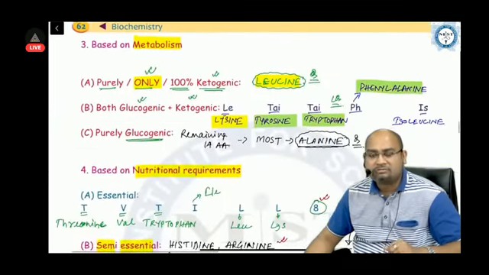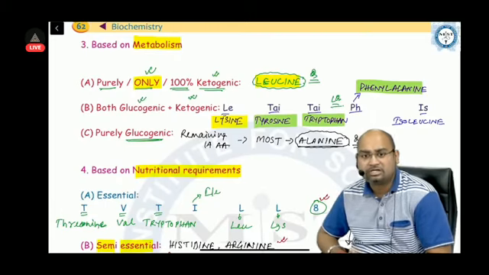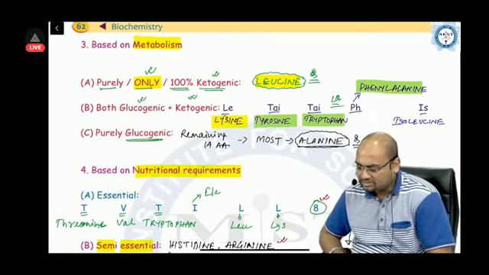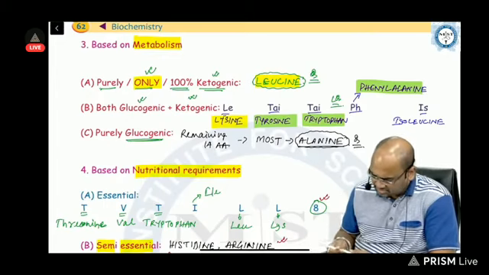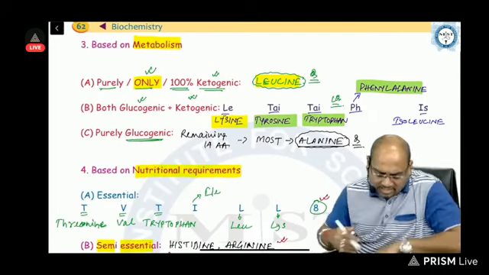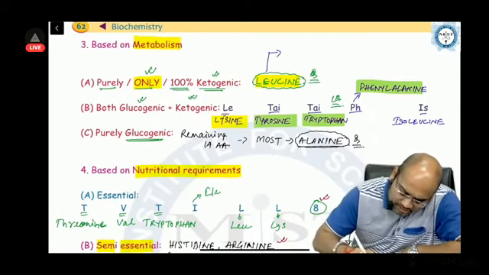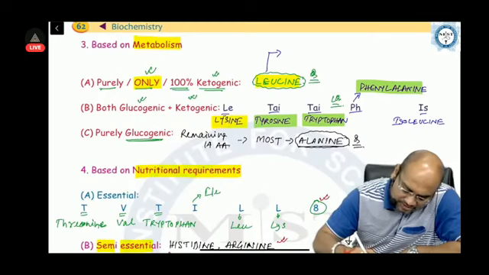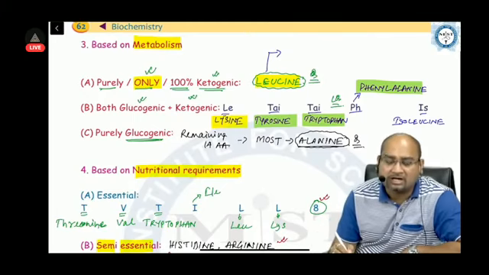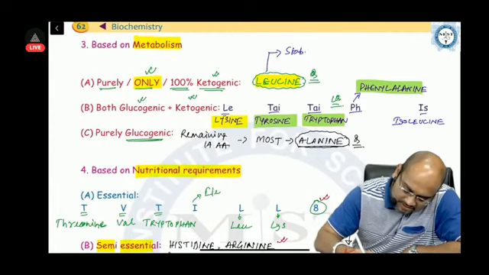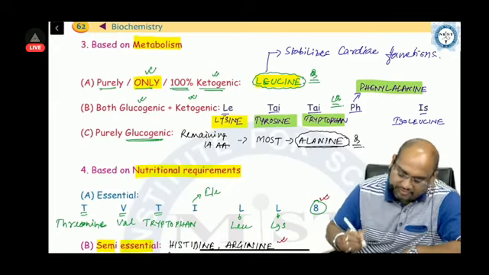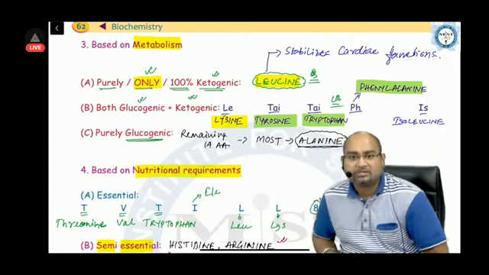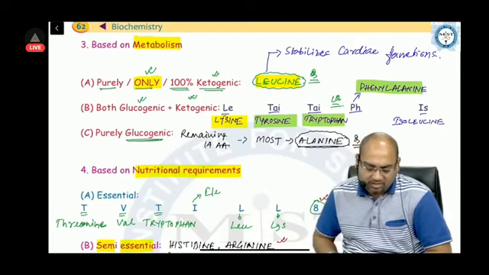Coming to a metabolism question, please remember leucine is 100% purely ketogenic. Important point to be noted. You might add one more important point: leucine is helpful for stabilizing the heart. It stabilizes cardiac functions. It is good for heart.